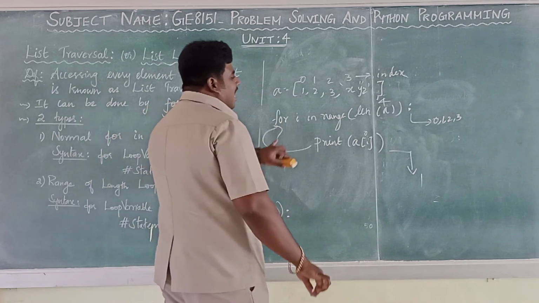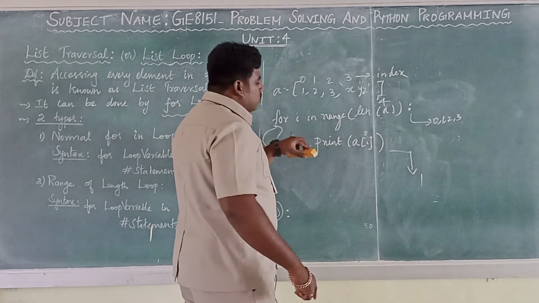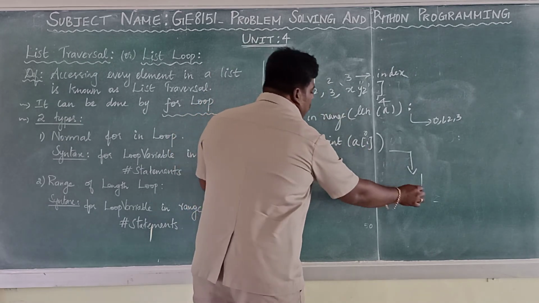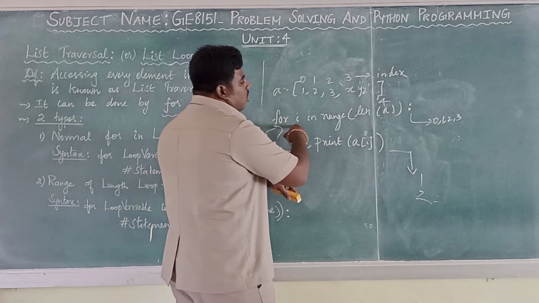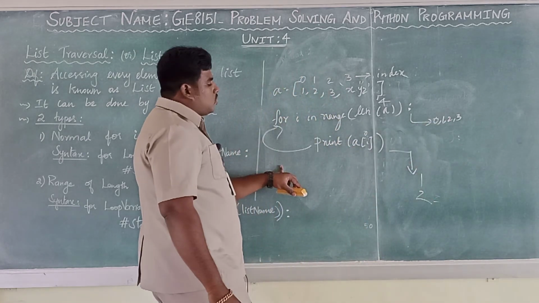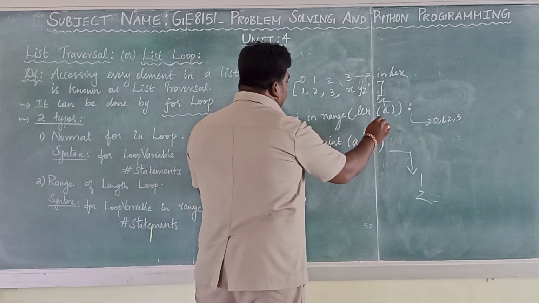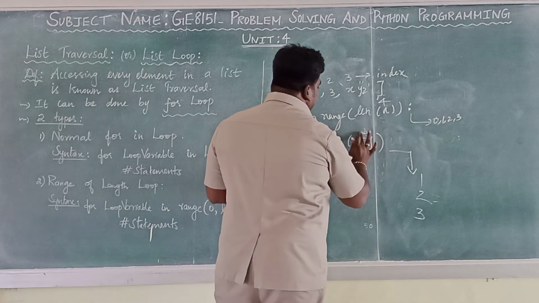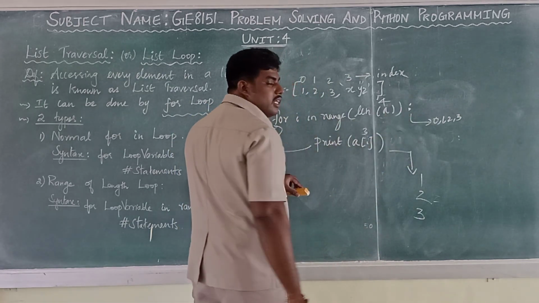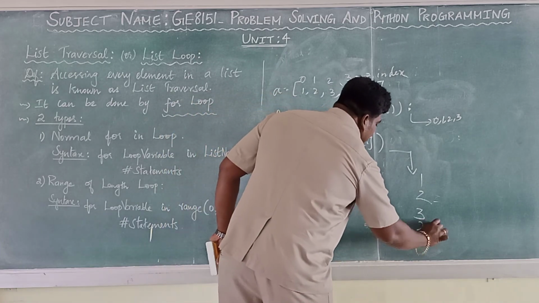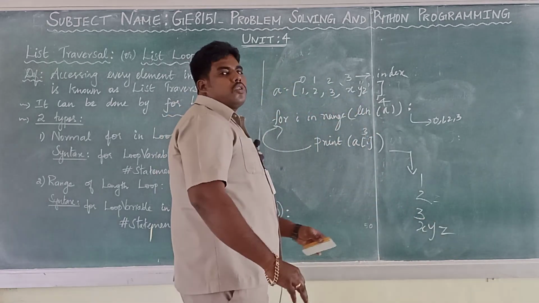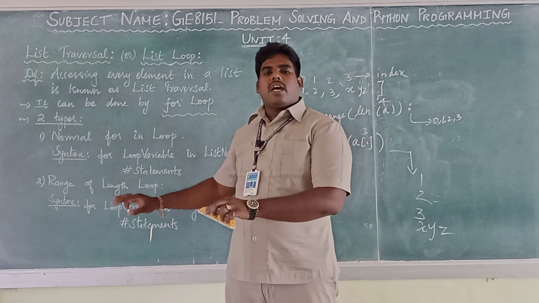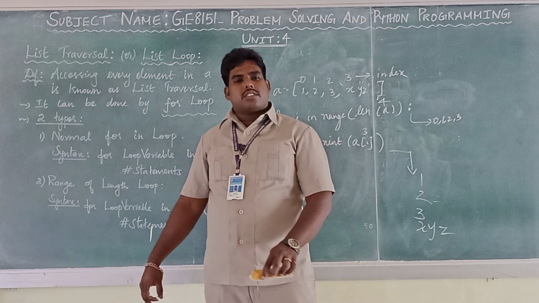Again in the next iteration, the I value is 1. So print A of 1, which is located in position 1: 2. Again for loop, now I is 2. So A of 2, which is located in the 2nd position: 3. Now I is 3, which is located in the 3rd location: x, y, z. So, two ways we can traverse the sequences. Here I did the list traversal. I hope you understand this concept, students. Thank you.